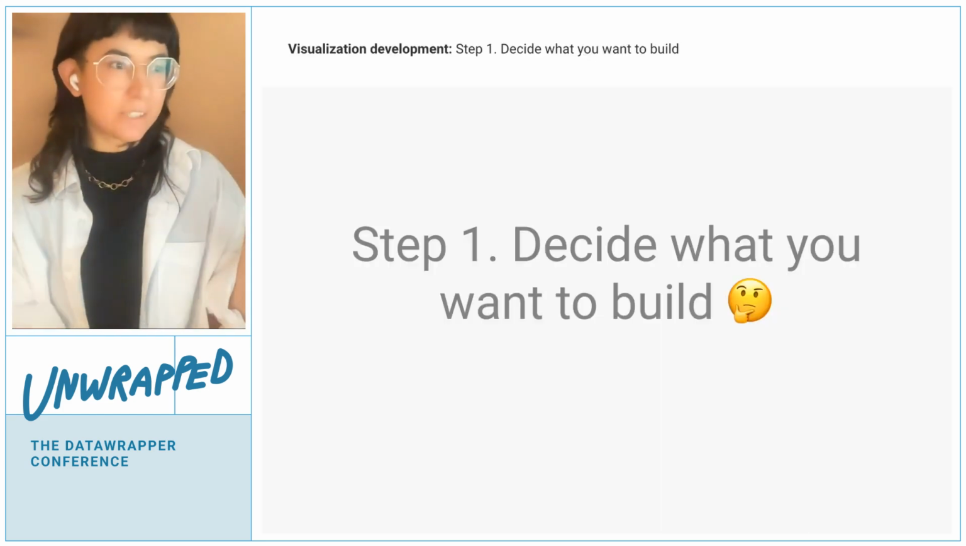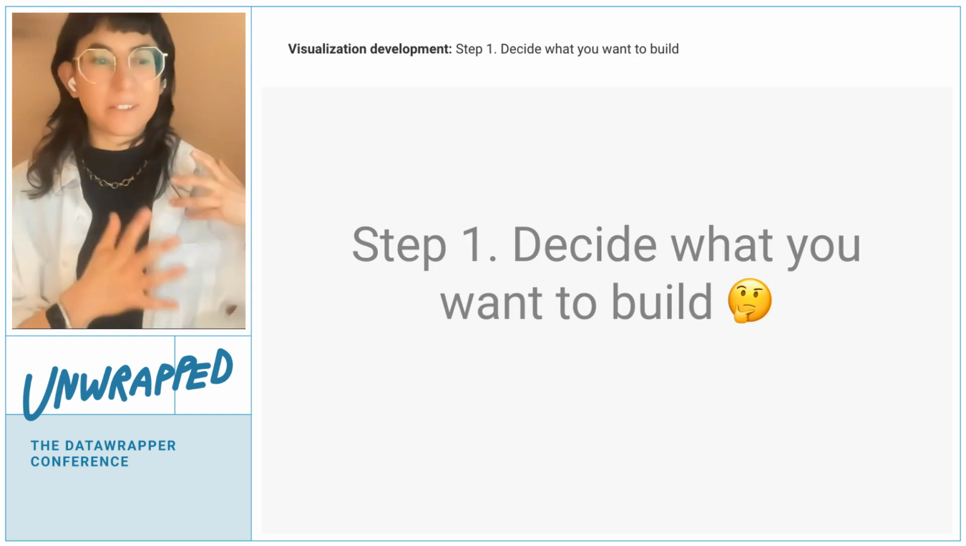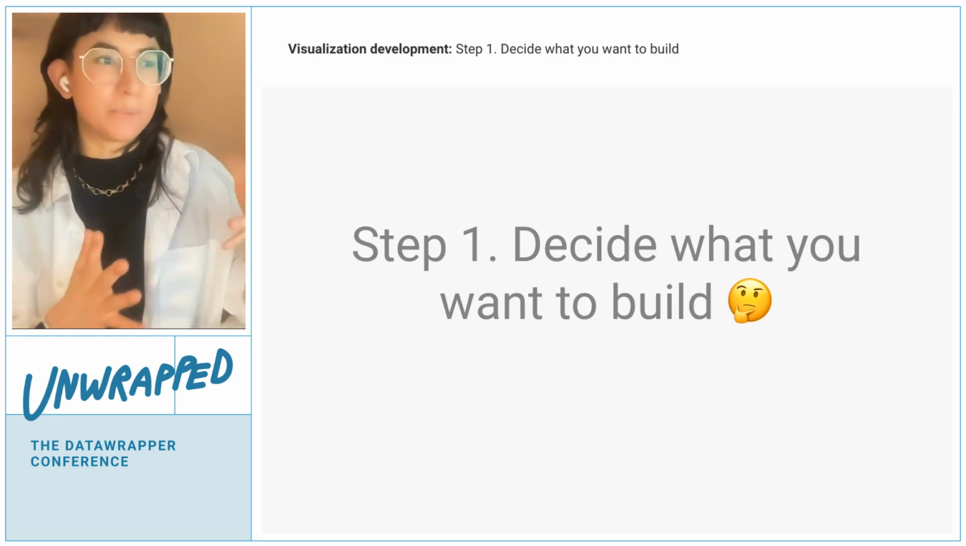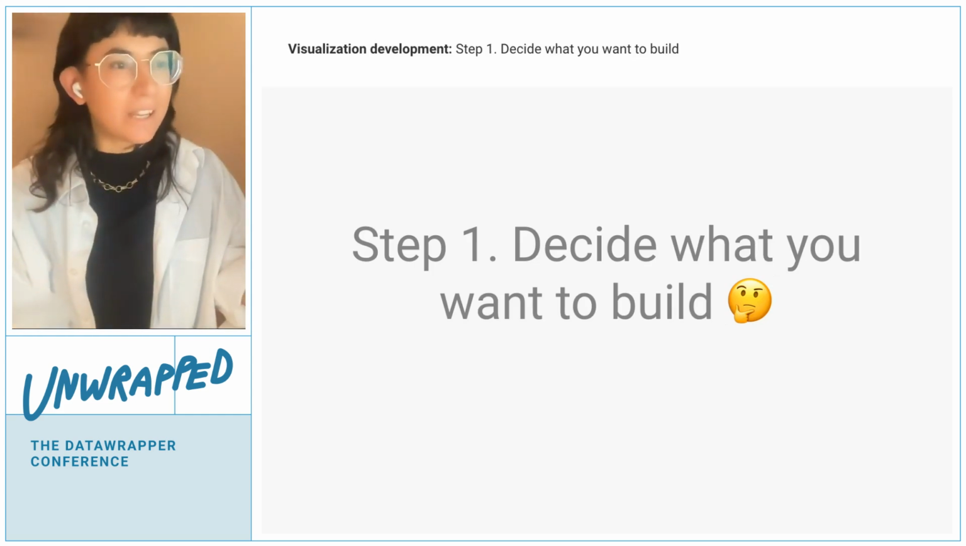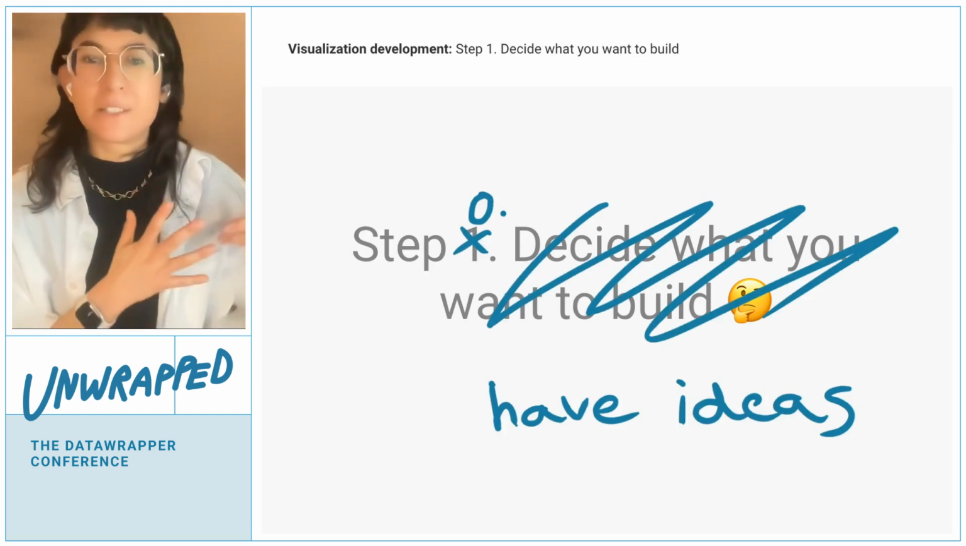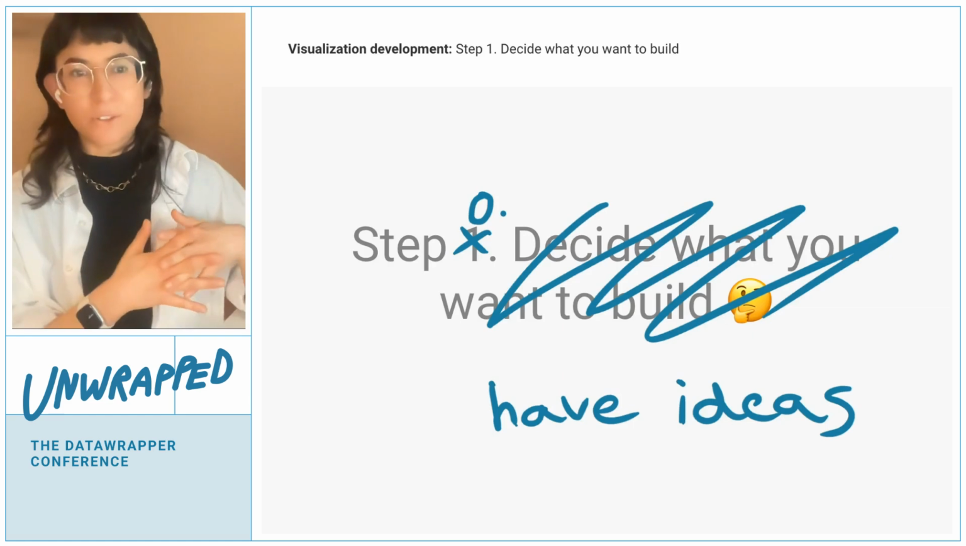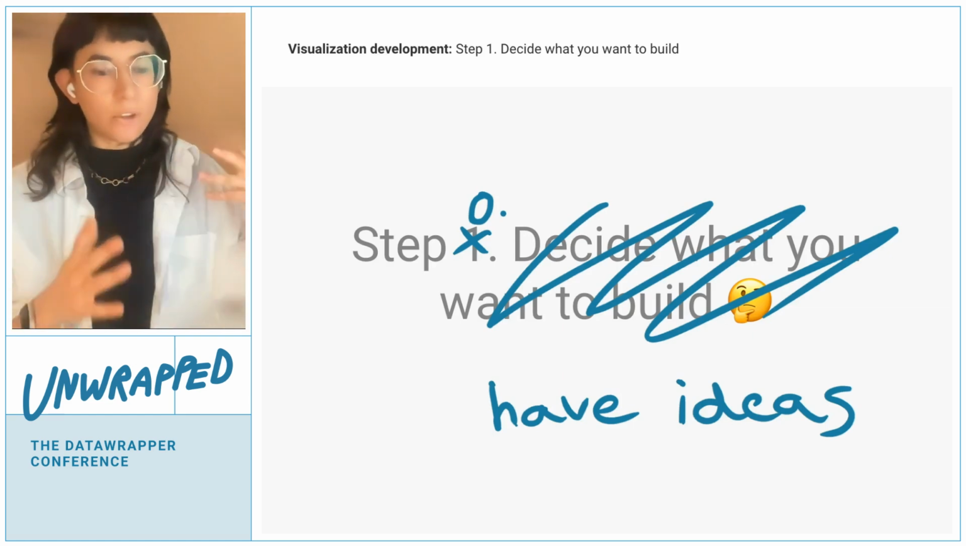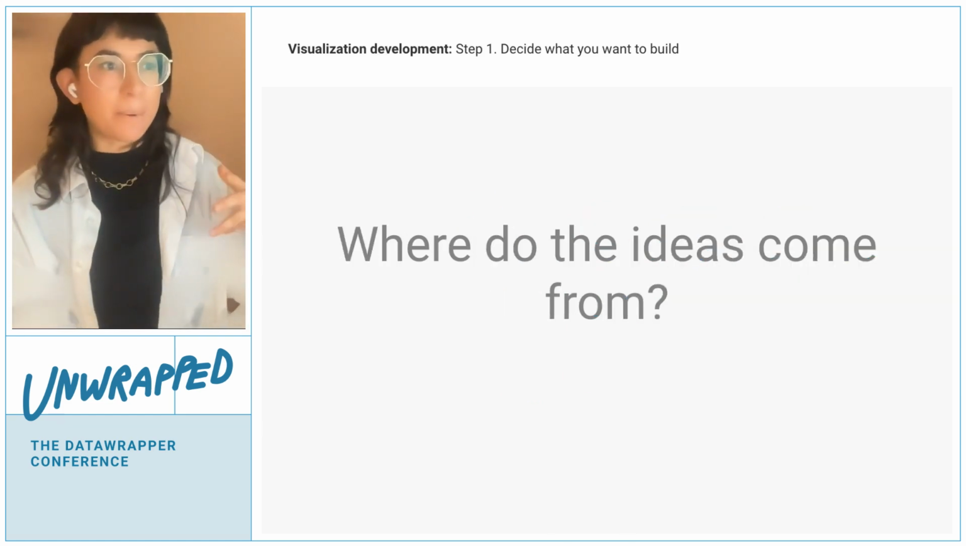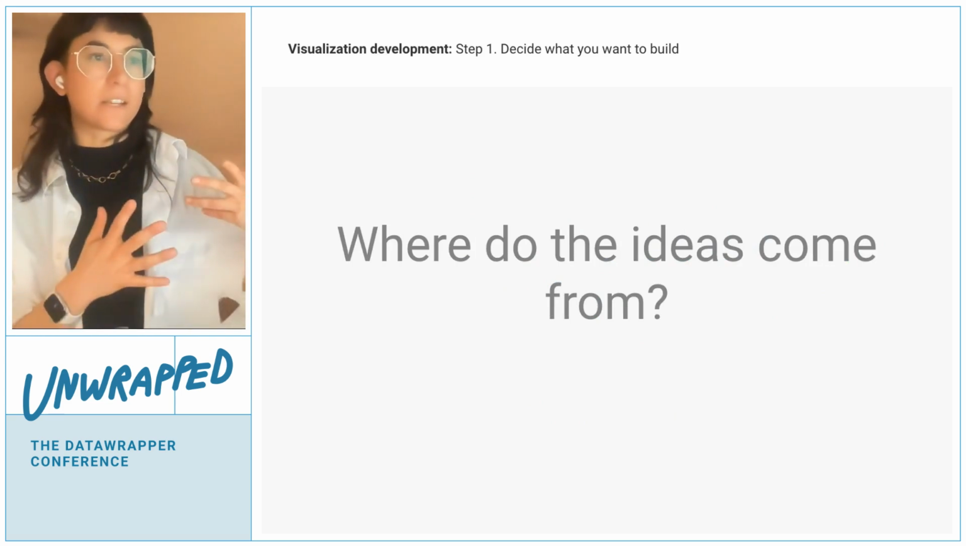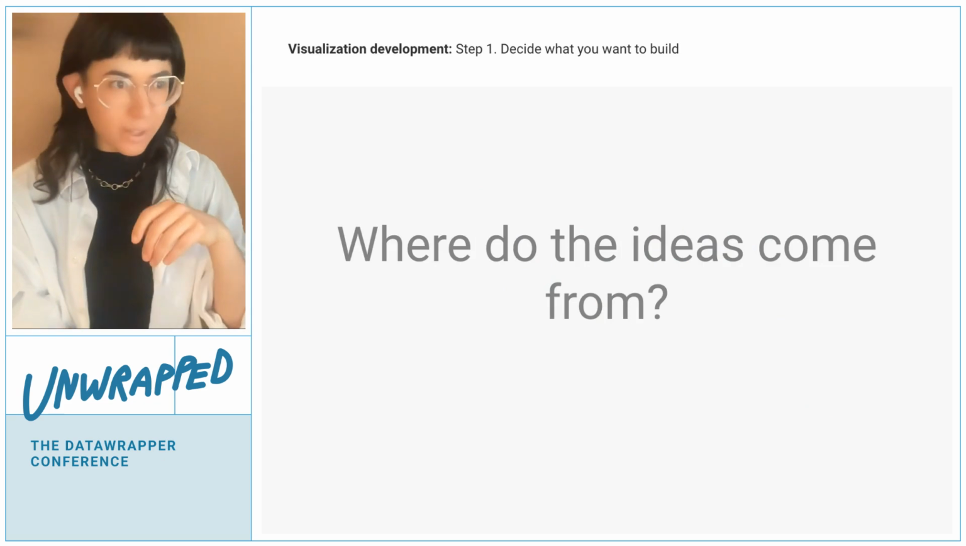What lies behind our feature decisions? We have this product and it's always the first step: you've got to decide what you want to build. Well, actually, I wouldn't say it's really the first step, because to make a decision between something, first you need to have ideas. So I would like to first take a step back and check, where are the ideas actually coming from at Datawrapper?